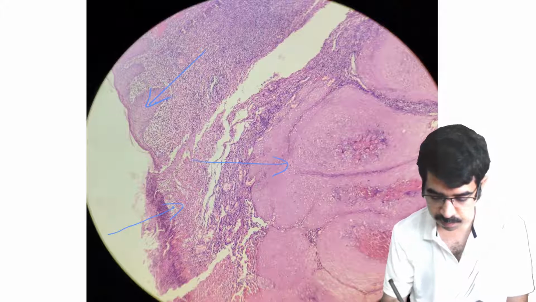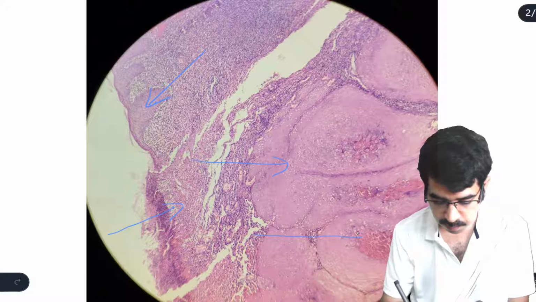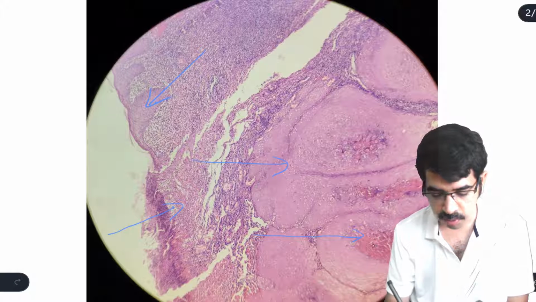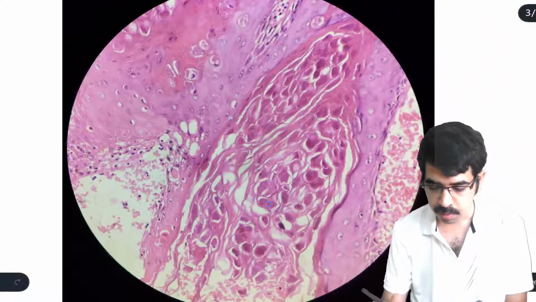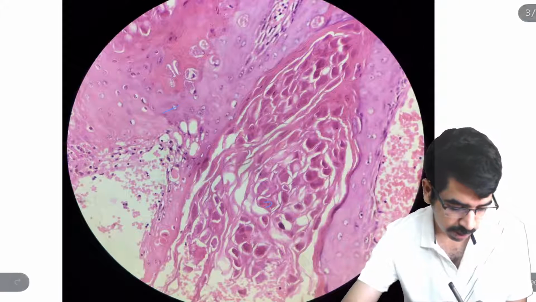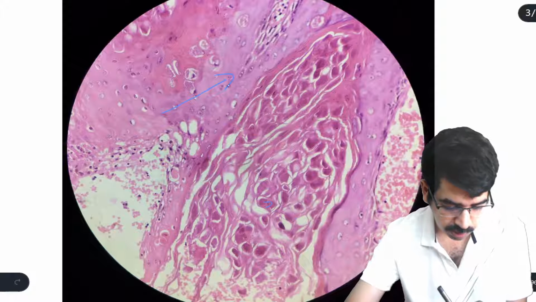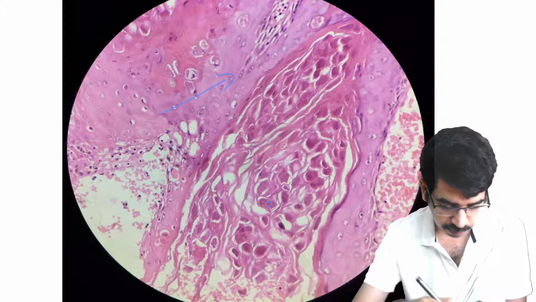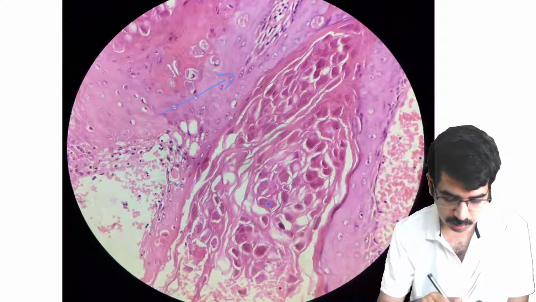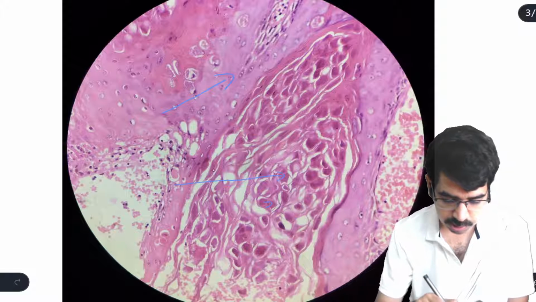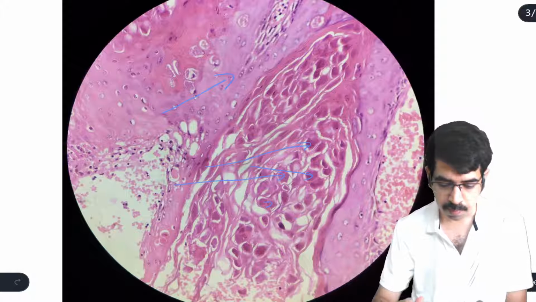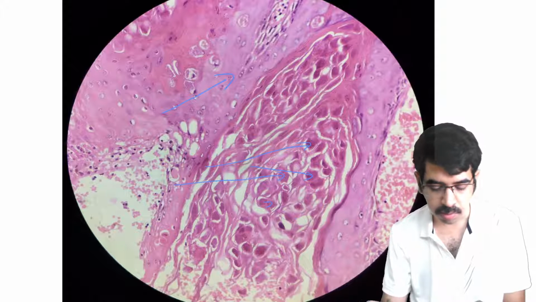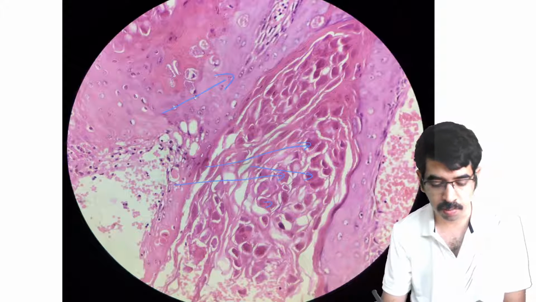hyperplastic epithelium, and there are some pink globules, a collection of pink globules here. The high power view shows this hyperplastic epithelium, this stratified squamous epithelium, and also we can see this collection of uniform pink globules in the epidermis. These homogeneous globules, these uniform pink globules.